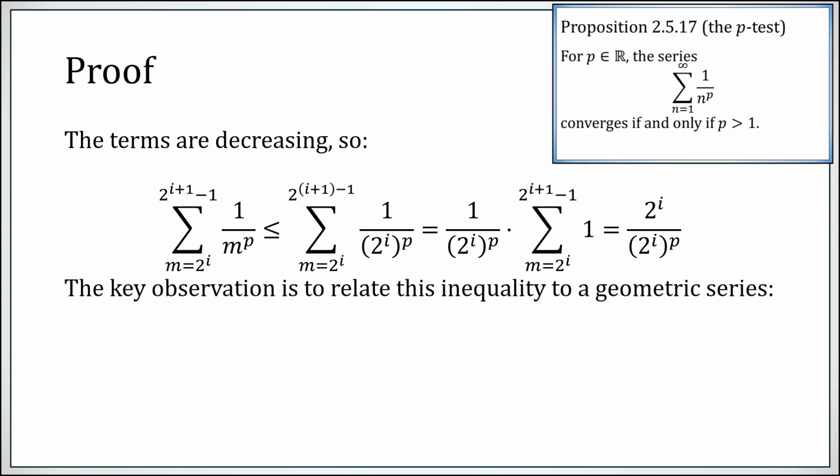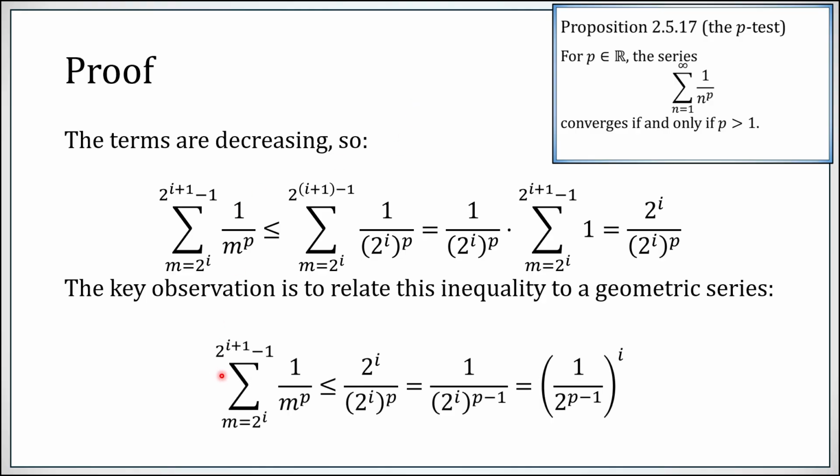So the key observation here is that we can now transform this into what looks like a geometric series. Again, we're just taking some of these terms added together. We established less than or equal to this. So if I divide numerator and denominator by 2 to the i, I get 1 over 2 to the i to the p minus 1. And here's a classic trick. 2 to the i to the p minus 1 is the same thing as 2 to the p minus 1 to the i. So adding up some terms of this series is less than or equal to a fixed constant raised to the ith power. Remember, p has already been picked. p is constant here.